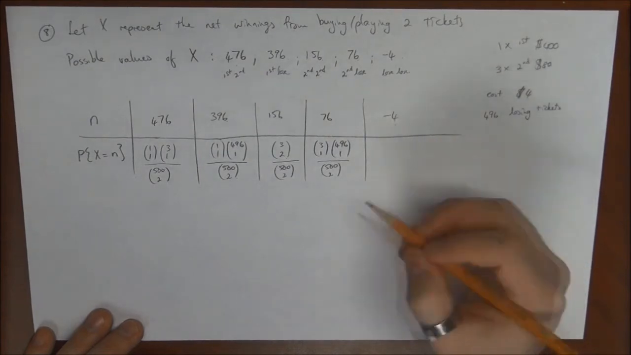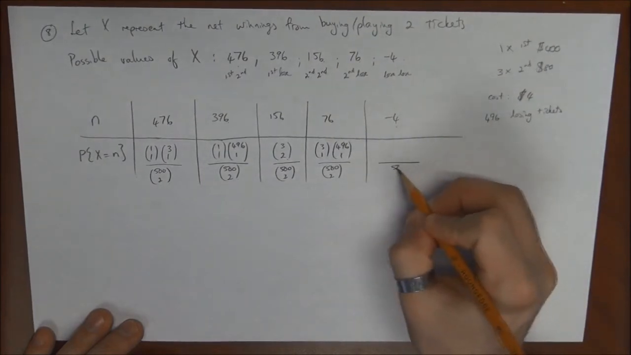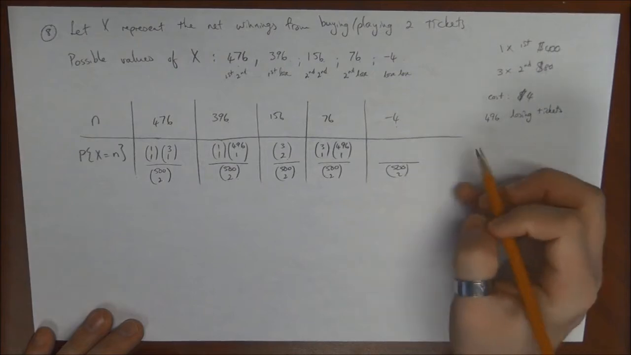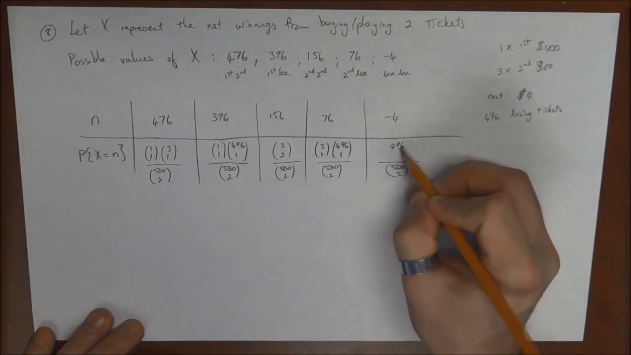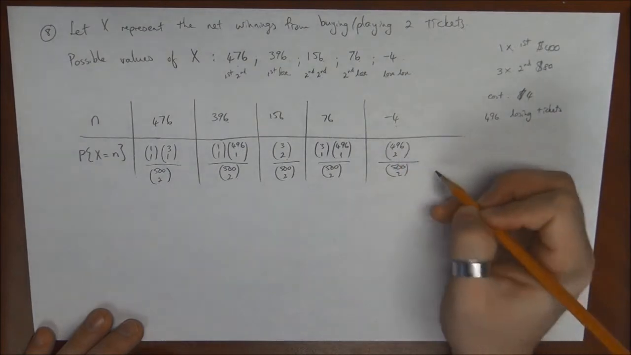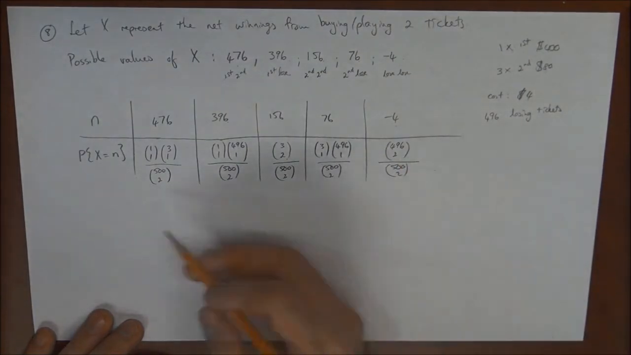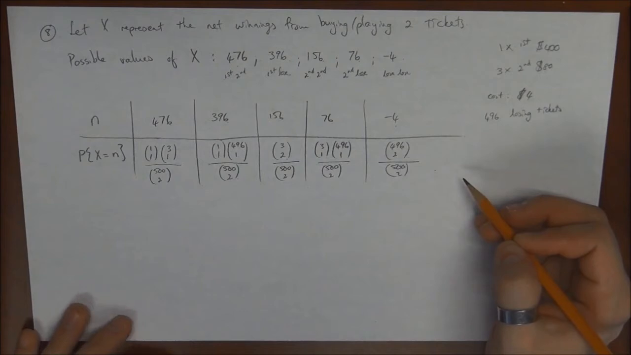And last one is -4, representing the lose-lose. Out of 500, choose 2 for the bottom, and out of 496, choose 2 of the losing tickets. And I'm done. And that is my probability distribution.